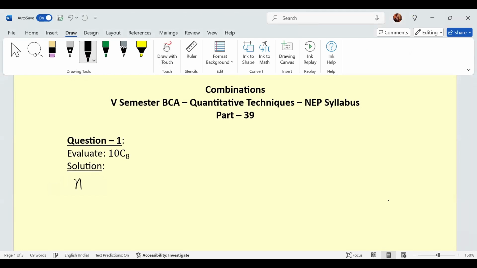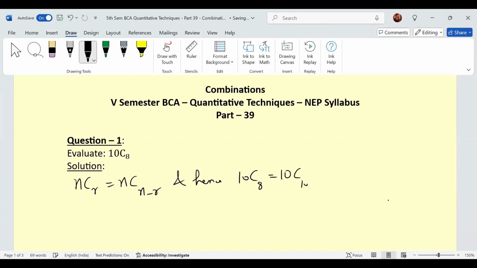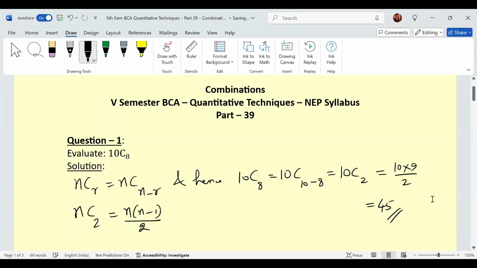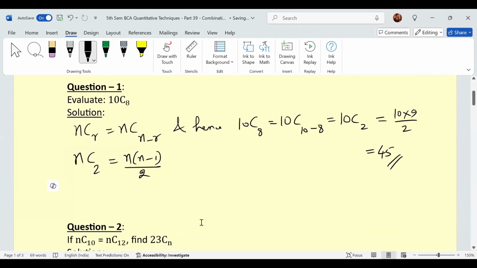We have nCr is the same as nC(n minus r). So hence we can write 10C8 as 10C(10 minus 8), which is 10C2. Then we have nC2, which is n into (n minus 1) divided by 2. So this 10C2 can be written as 10 into 9 divided by 2, which will give us 45 as the answer. Let us move on to the second question.